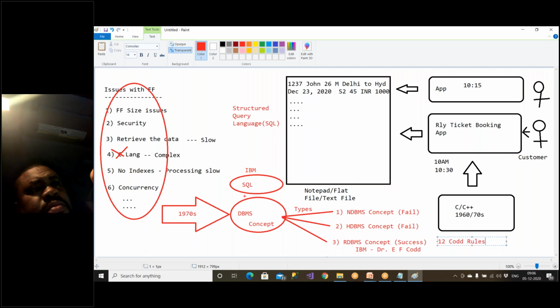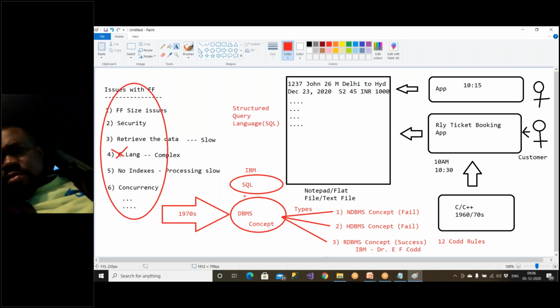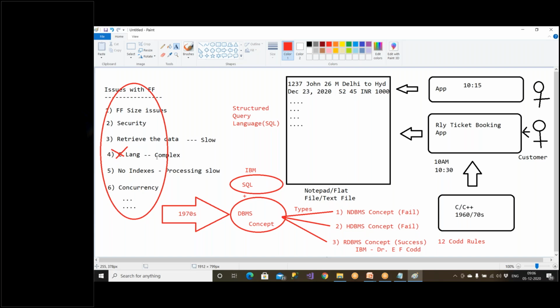He has given some rules to us. Rule number one, it should not have any size issue. Rule number two, it should have proper security. Rule number three, while retrieving the data, you must create an index on the data. Then you retrieve the data. You must not use C language. You have to use SQL language to interact with your data.